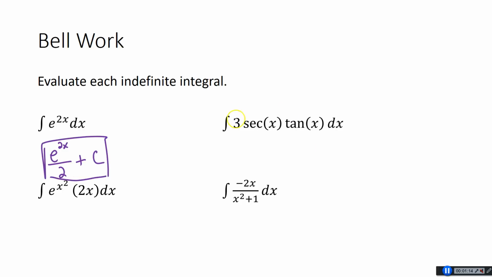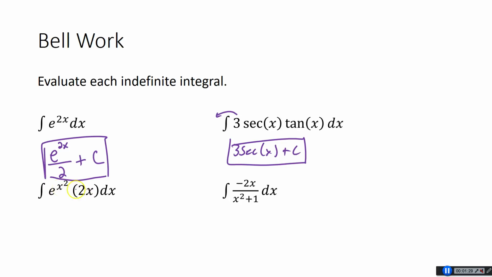All right, next up, we got 3 secant x tan x. I can pull that 3 out to the front and just consider it later. Secant tangent is the derivative of secant. So this is going to be 3 secant x plus c. That's it. Next up, we got e to the x squared times 2x.